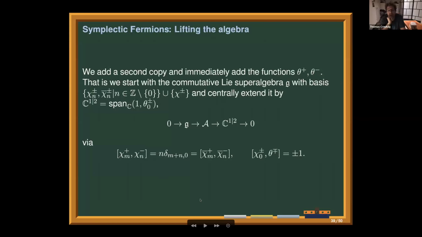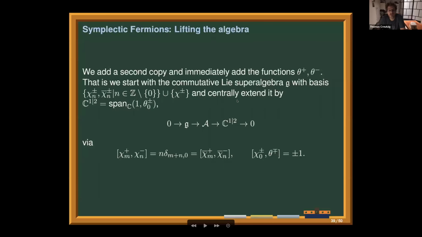So this means we immediately add a second copy of the symplectic fermions. This means we have two sets of modes, chi plus minus n, and the barred ones corresponding to the complex conjugate. But we also do the same thing as before. We identify the barred and unbarred zero modes. So all this says is we take all the barred and unbarred modes, but we don't want to have two sets of zero modes, and also here the zero label is missing.